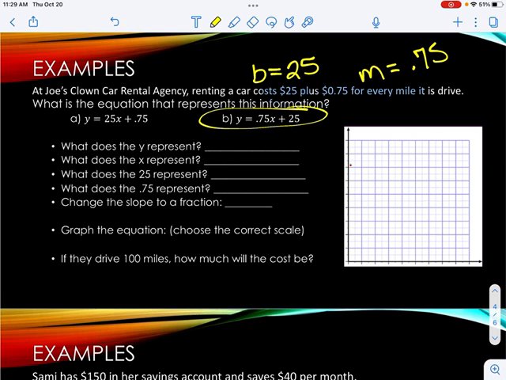What does the y represent? Well, that's going to be our total cost. The x is the number of miles. The 25 represents the initial cost. And the 75 cents is the cost per mile.